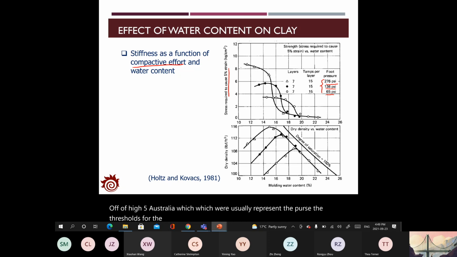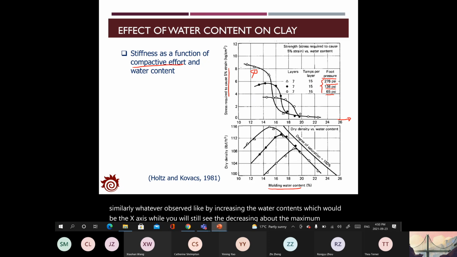And here you can see that by increasing the pressure, the stress that it can support would be larger. And similarly, what we observe by increasing the water content, which is the x-axis, is that you will still see the decrease in the maximum stress that can be supported by the subgrade structure.